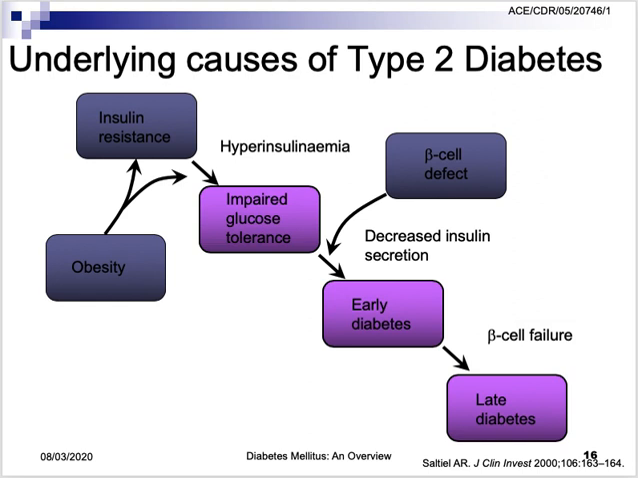Okay, and now you can see here, obesity leads to insulin resistance. And what happens is there is hyperinsulinemia, a high level of insulin in the blood, which causes impaired glucose tolerance. After that, the beta cells get defective and there is decreased insulin secretion, which we call early diabetes. And when the beta cell failure occurs completely, we call that condition late diabetes.